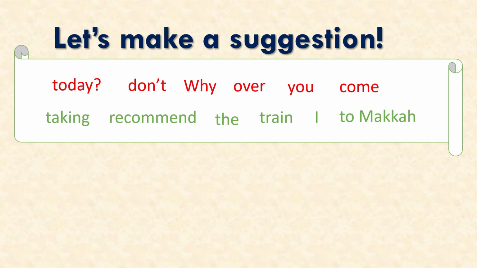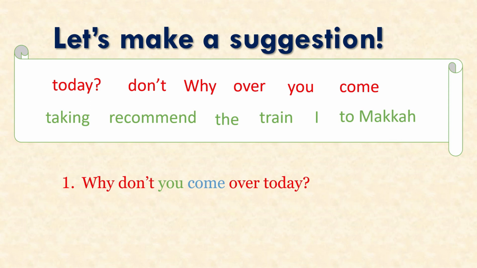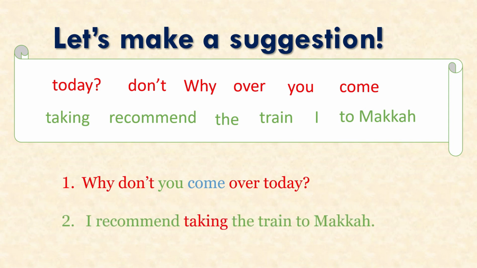Alright, are you ready to begin? The answer to the first suggestion is, why don't you come over today? You is the subject, and come is the base form of the verb. The second one is, I recommend taking the train to Mecca. Is taking here the base form of the verb, or is it a gerund? If you said gerund, you are 100% correct.